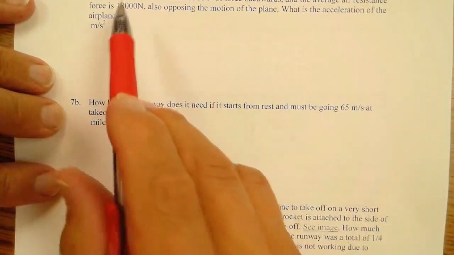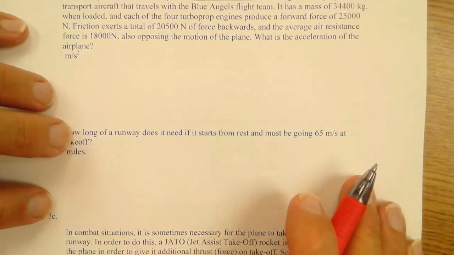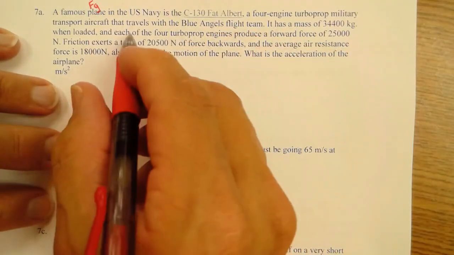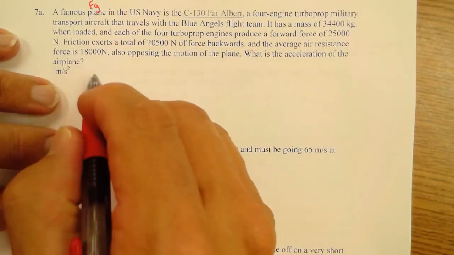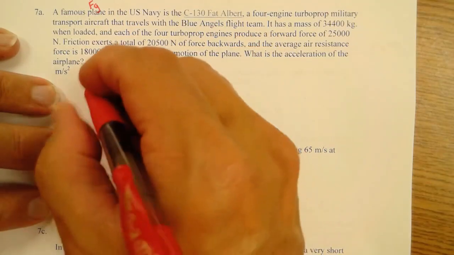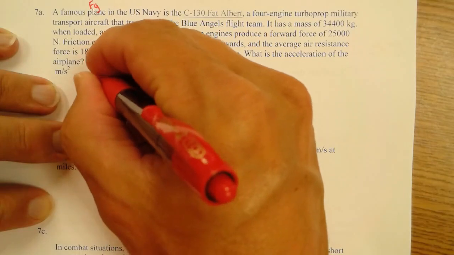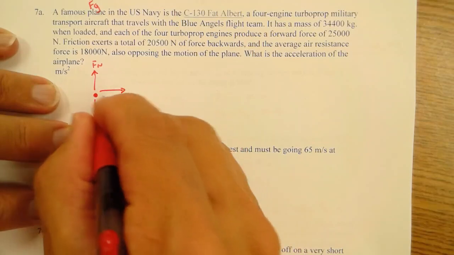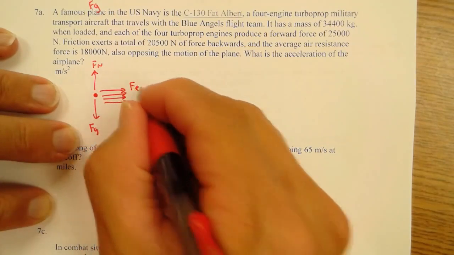Okay, number 7, I'm just going to do A and B. Part C is a little more challenging problem you can try to work on. For 7, we have an airplane. It has 4 turboprop engines. I tell you the mass, and I tell you the forward force of each of the engines. So basically, you're going to have an airplane. Gravity pulls down on it. We're not so worried about that. And the ground pushes up with a normal force. But there are 4 forward forces, 1, 2, 3, 4, and each of those is the force of the engine.